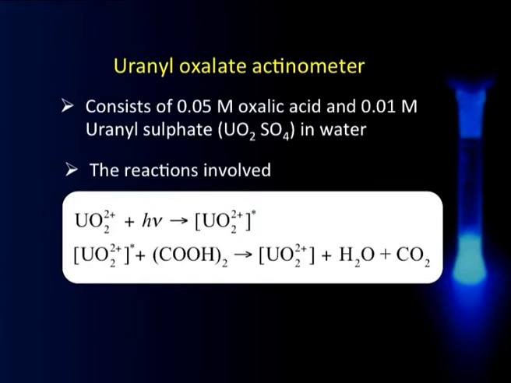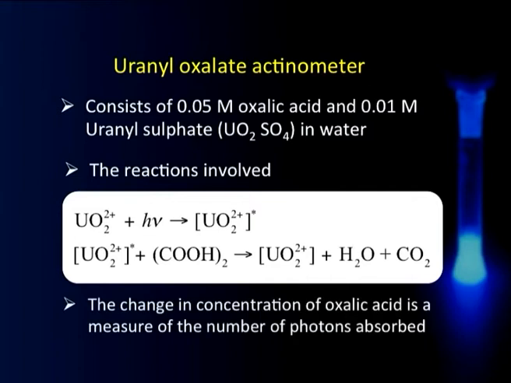So, what we do is we start with a certain concentration of oxalic acid, and then after passing radiation through it, we see what the decrease in the concentration is. This decrease in the concentration is a measure of the number of photons absorbed. So, that is the basic principle, or basic premise, or the rationale behind using uranyl sulfate as an actinometer. Okay. Let us take up an example to understand the application of this.